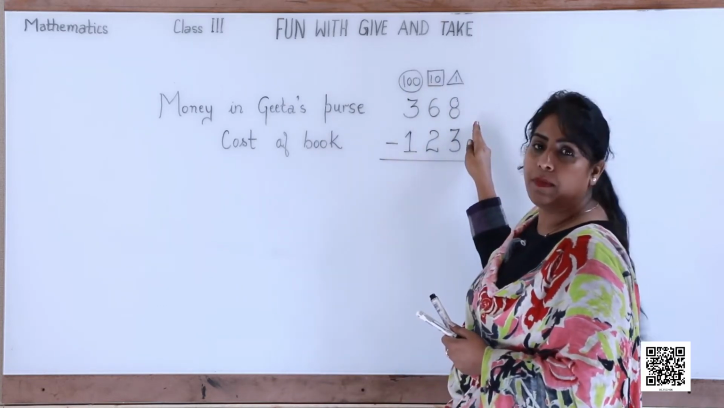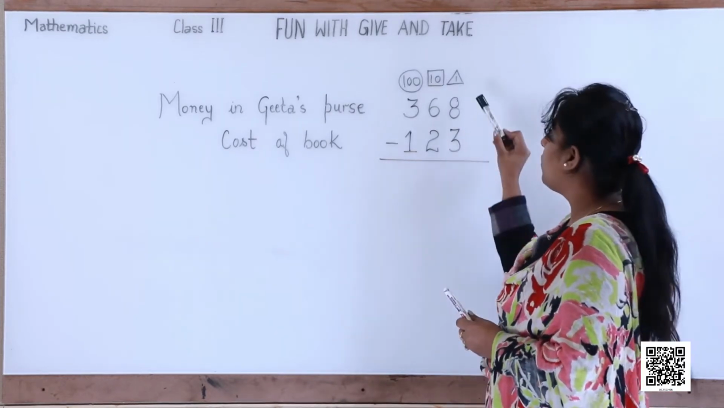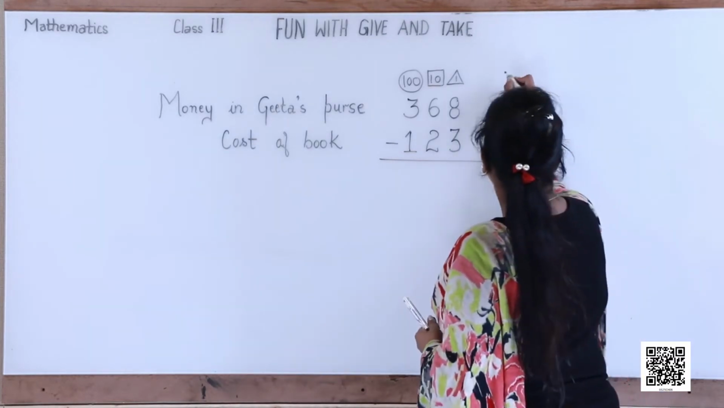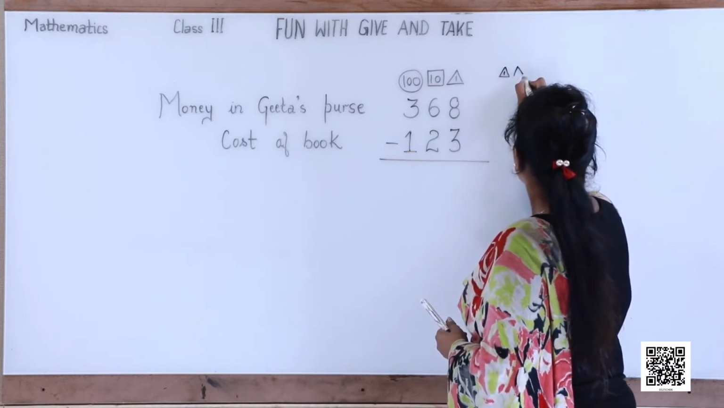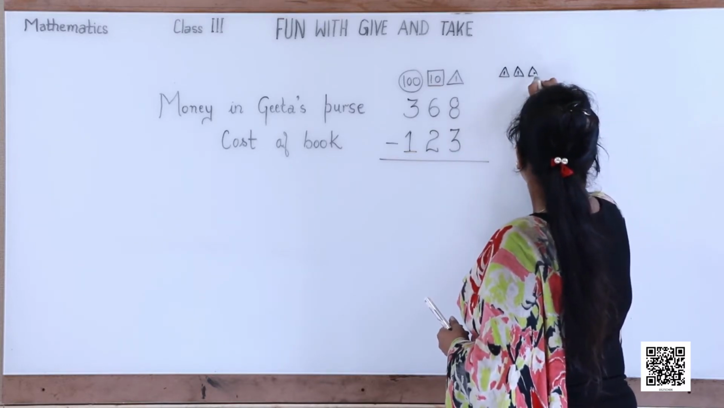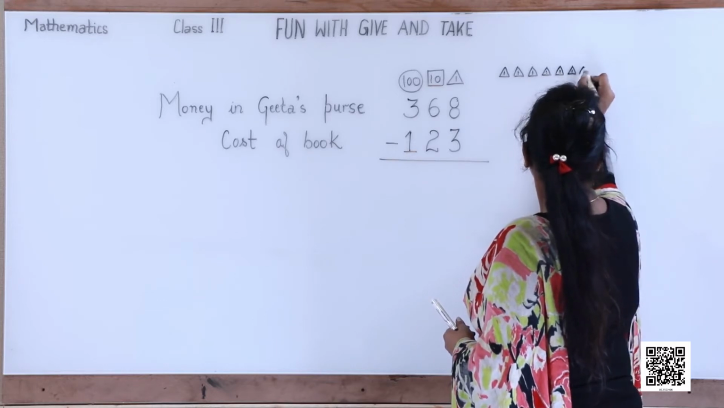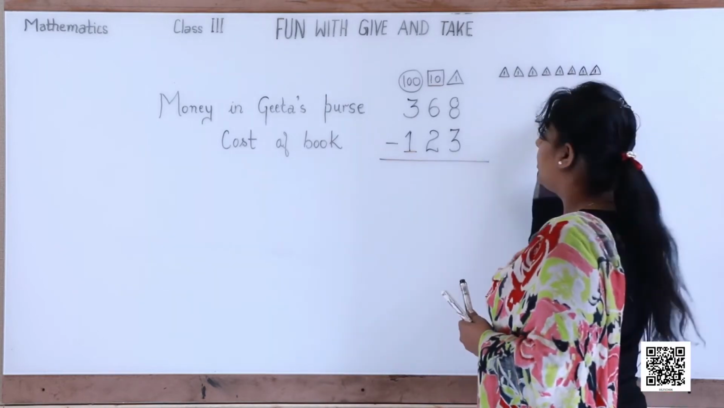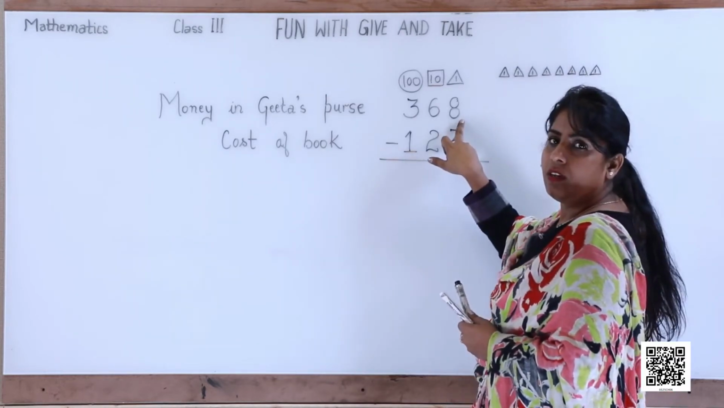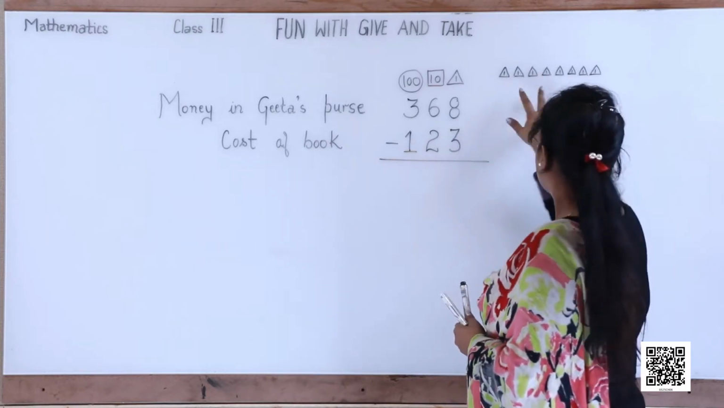So in the ones place value, you can see 8 here, right? So how many ones are there? Yes, 8. Let's draw 8 ones here. First, second, third, fourth, fifth, sixth, seventh and eighth. So 8 triangles are denoting this value, 8 in the ones place. Right? 8 ones are here.